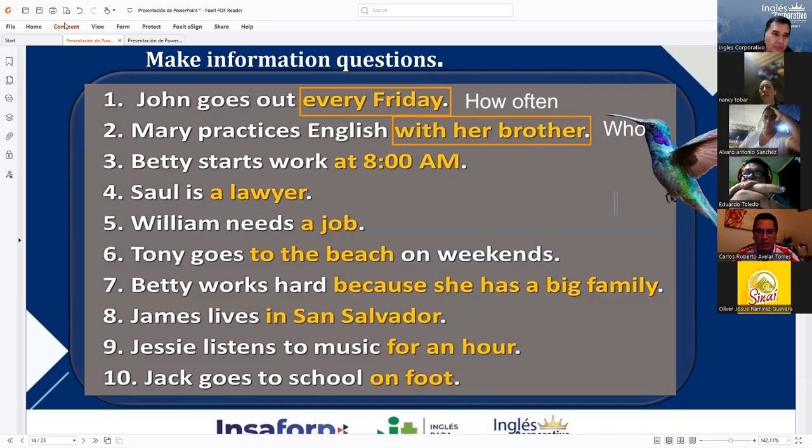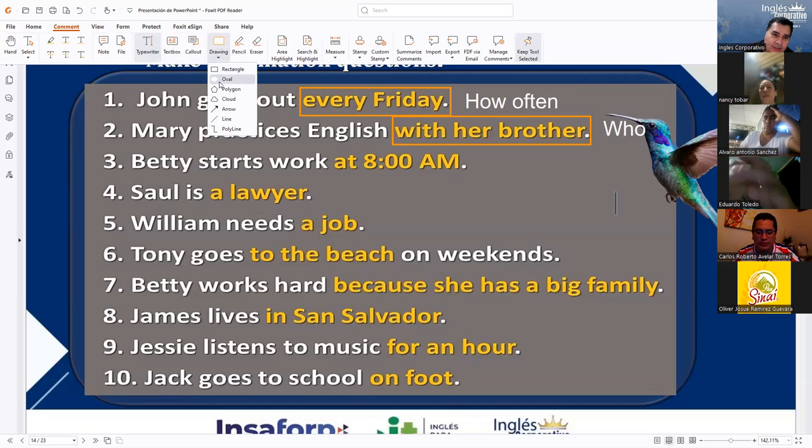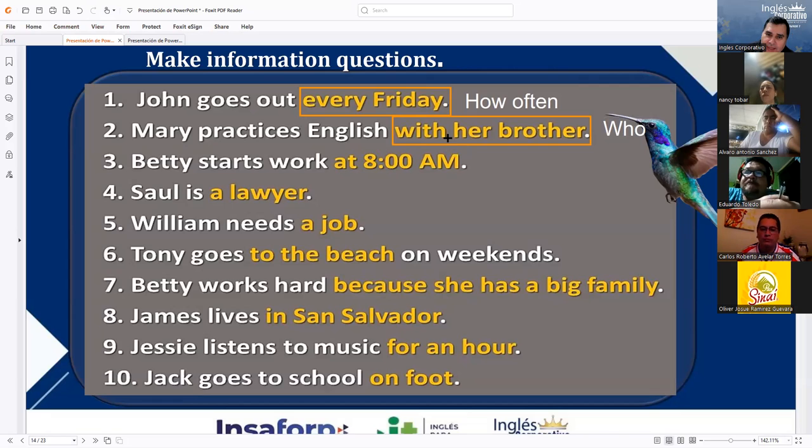With is part of the answer, yet we include that. In the question we include with. So who does Mary practice English with? Excellent. Very good. Then the next one, number three. At 8 o'clock, this is time. When? So when does Betty start work? Exactly. When does Betty start work? Excellent. Very good. That's the idea.